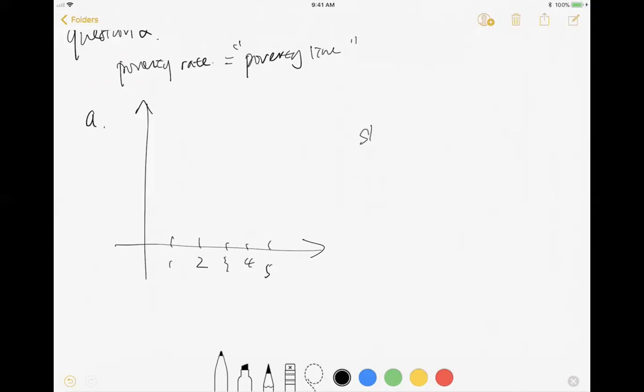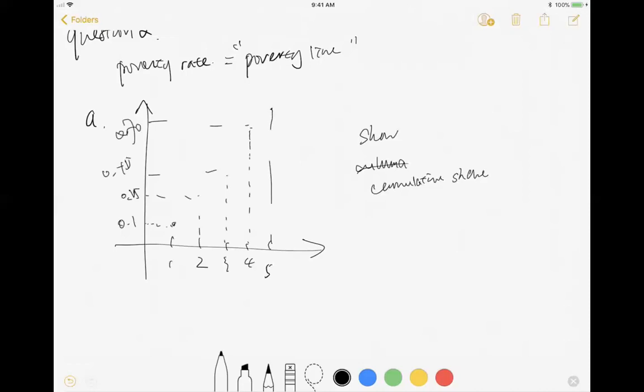I think it's not only the share, but their cumulative share of income. That means when we are doing the second person, we add his income and the first person's income together. So the first person will be 0.1, the second person will be 0.25, the third person will be 0.45, the fourth person will be 0.70, and the fifth person will be 100%. And so the curve looks like this.